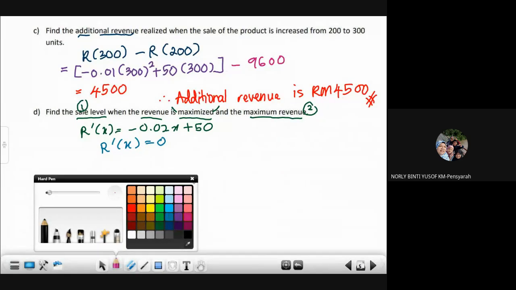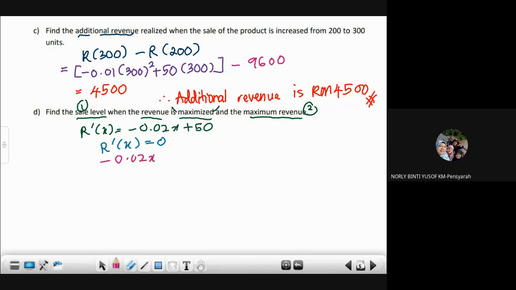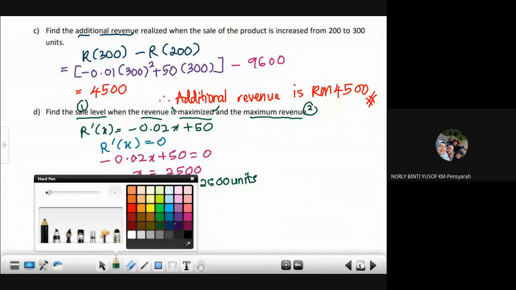Okay, so you equate lah. So negative 0.02x plus 50 equals to 0. So nanti you akan dapat X, you put 50 to the left, negative 50. Negative 50 divided by negative 0.02, you will got 2,500 units. So you pun boleh cakap kat sini, kalau you nak pisah buat conclusion, tak nak buat sekaligus kat akhir. So dia cakap lah sale level is 2,500 units. So that is for the first question. What is the sale level?